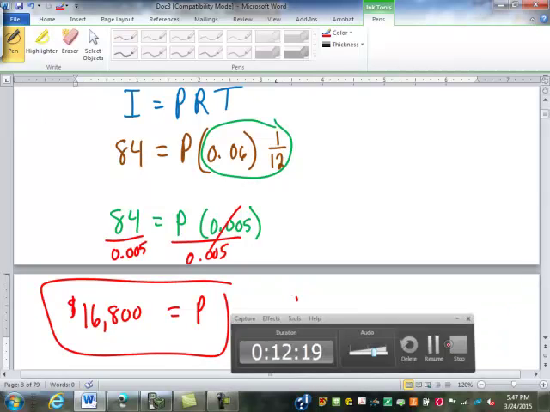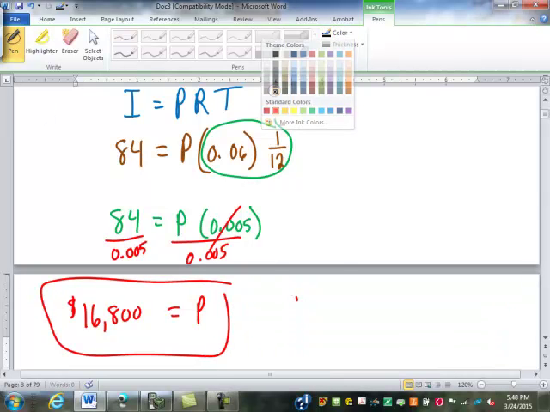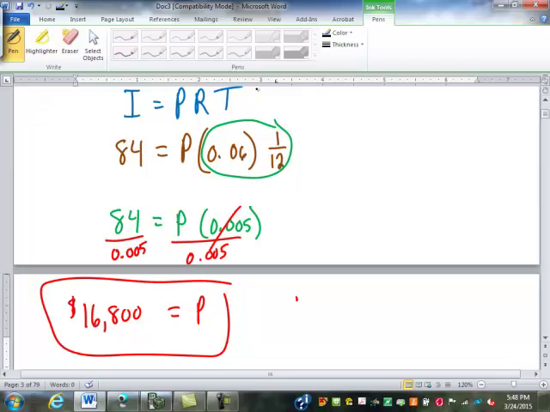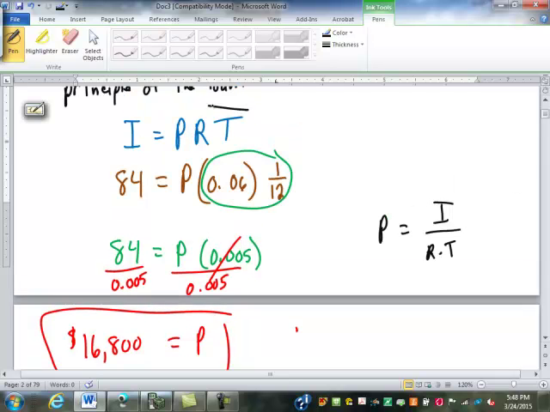Here, I'll pause. So we can use the formula backwards. Now, in your book, what the book does is it gives you all sorts of variations of the formula. It'll tell you that P is equal to I over R times T, which is great if you want to memorize extra formulas. But in reality, it's just this formula, and you're using a little bit of basic algebra to solve for that missing variable.